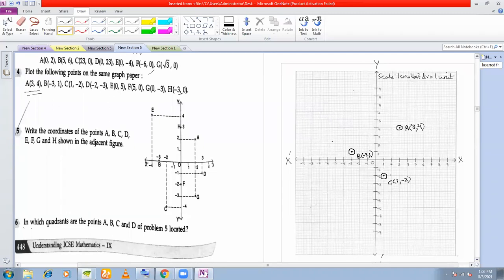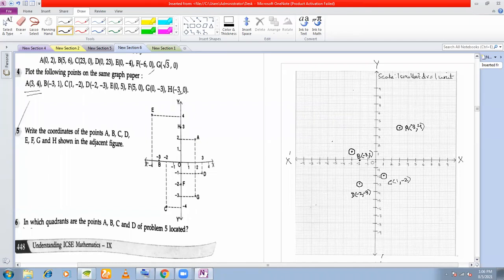Okay. Next point is D, (-2, -3). So in order to locate D from the origin, you move 2 units in the negative direction. You reach here, right? You reach this point, and then -3. So -3 is here. So this point is your D, (-2, -3).